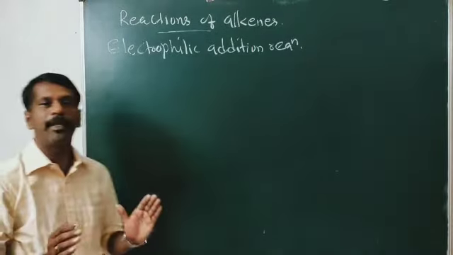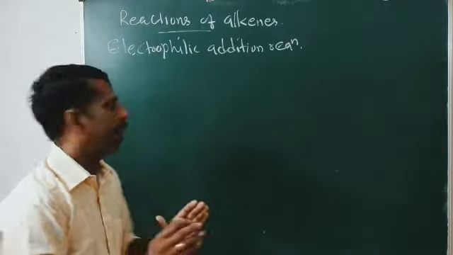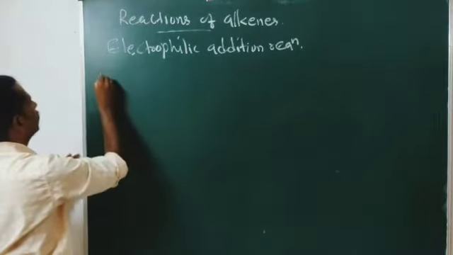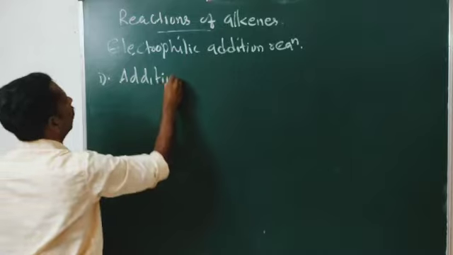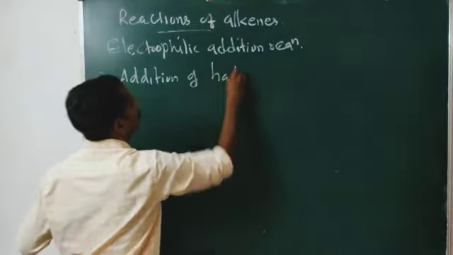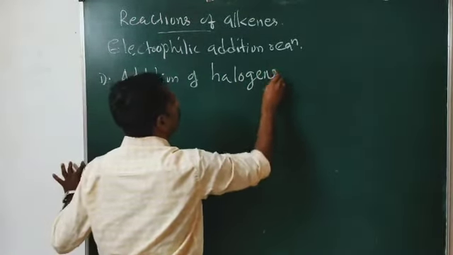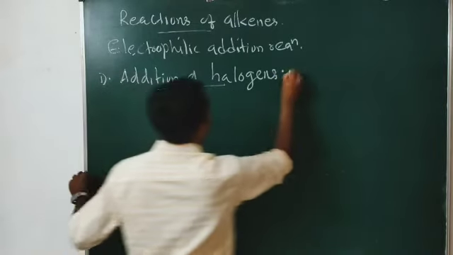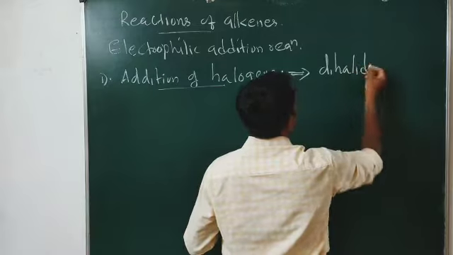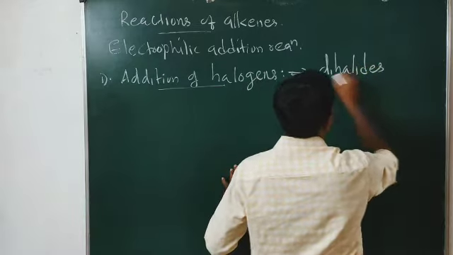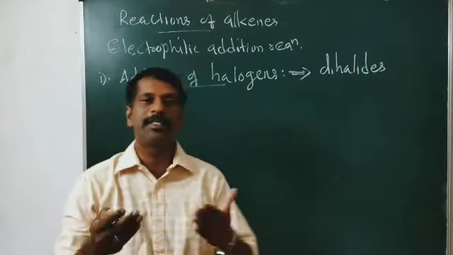First one is electrophilic addition reaction, and examples of electrophilic addition reaction. First one is addition of halogens. Addition of halogens. We get dihalides. That means we get vicinal dihalides.